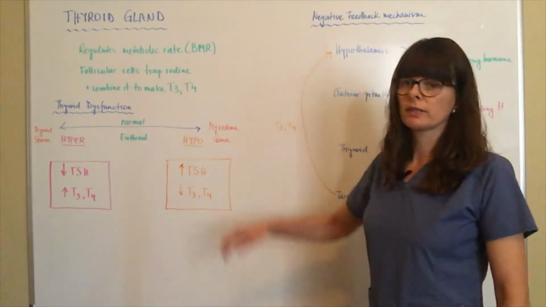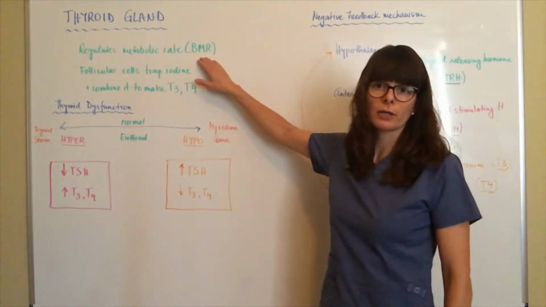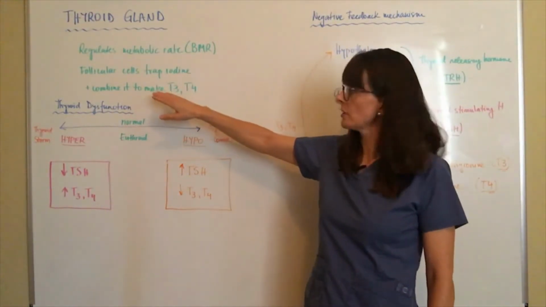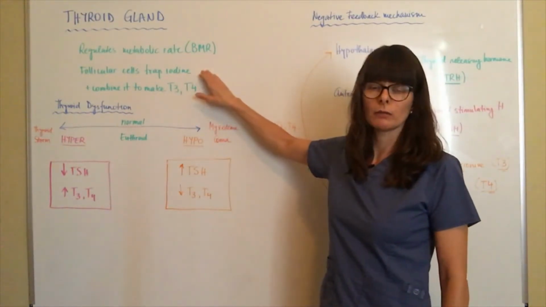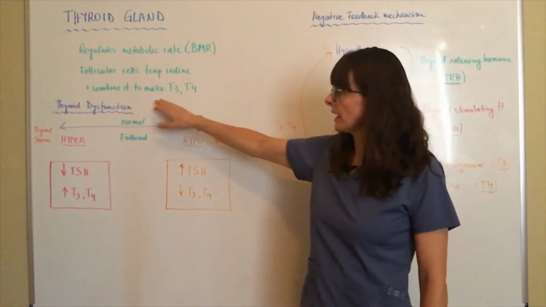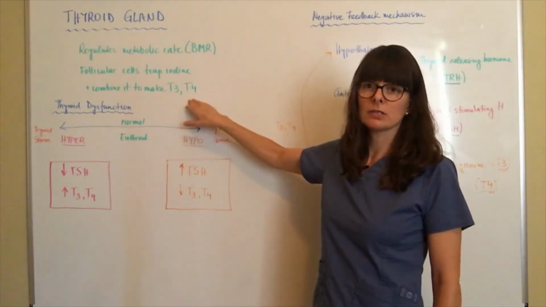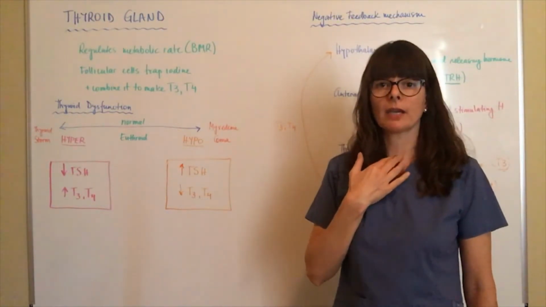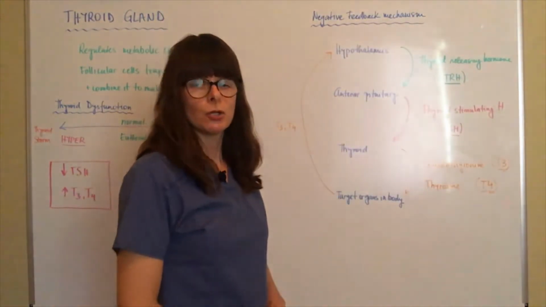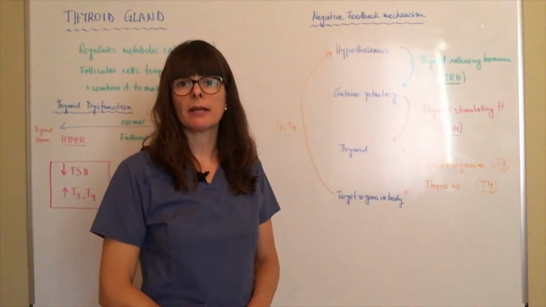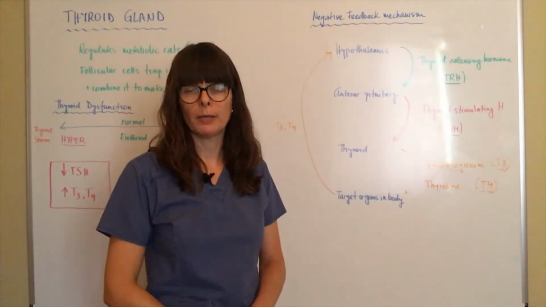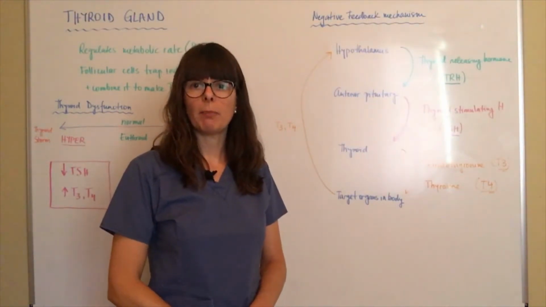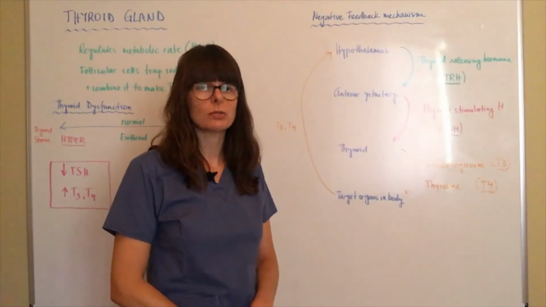So I already mentioned that it regulates metabolic rate, and we usually call this BMR, basic metabolic rate. And the follicular cells of the thyroid trap iodine that we consume in our diet and combine it to make T3 and T4. And remember, the thyroid gland sits right here at the anterior neck area. So the thyroid gland functions by a negative feedback loop, and there are other glands and parts of the body that are involved in the balance of the thyroid hormones.